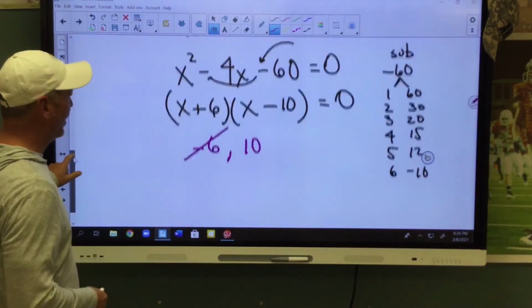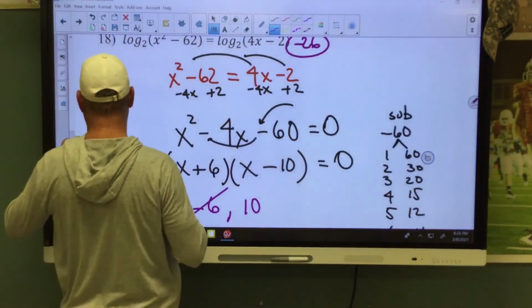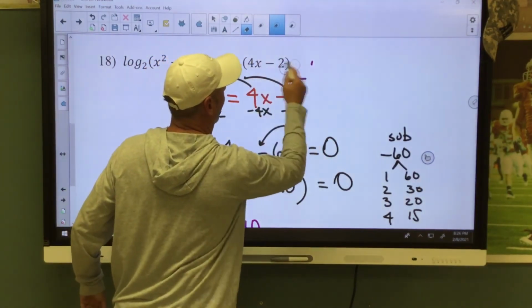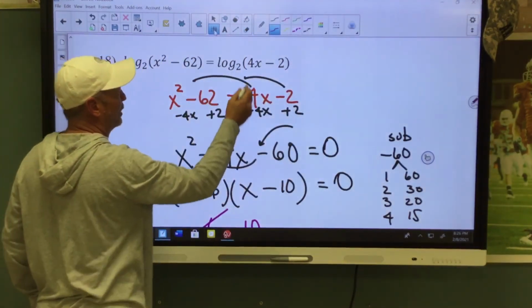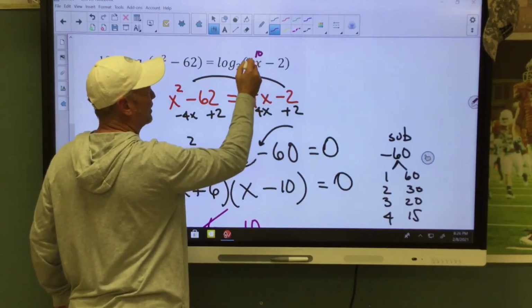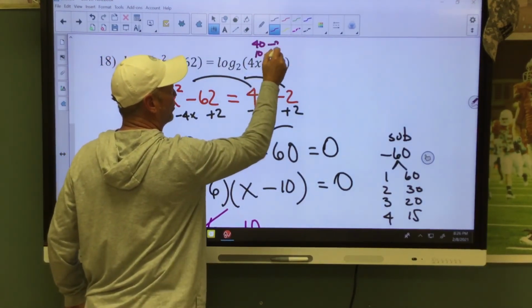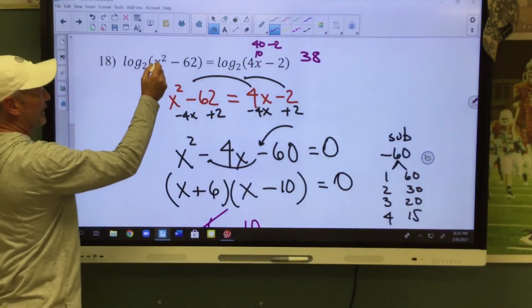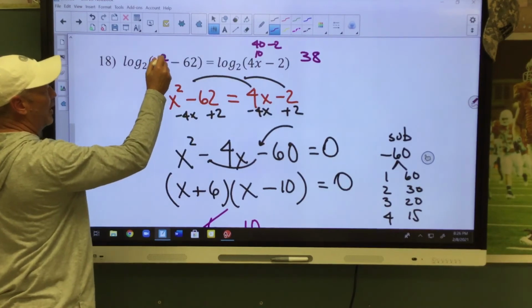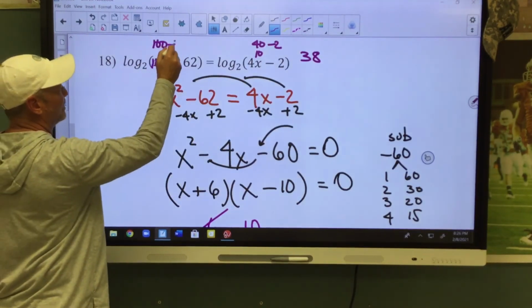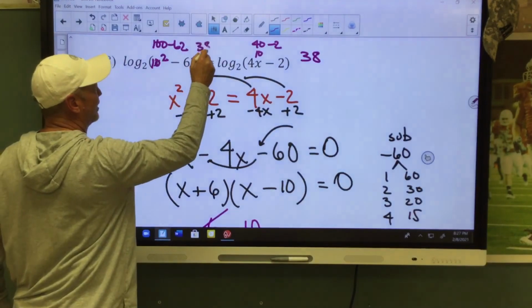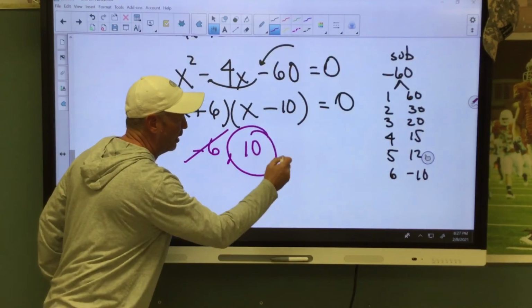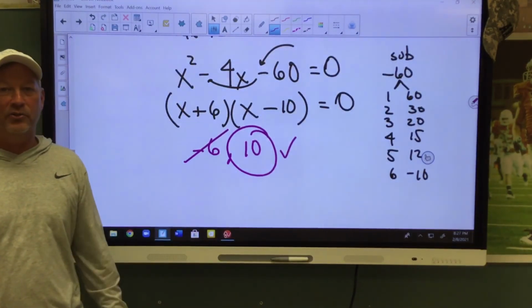Okay? Let's try what happens with the 10. So we're going to substitute a 10. 4 times 10 is 40. Minus 2 is 38. Okay, that's good. We're going to come over here and we're going to say 10. 10 squared is 100. Minus 62 is 38. And that checks. So the number 10 would be the only good answer out of those two.